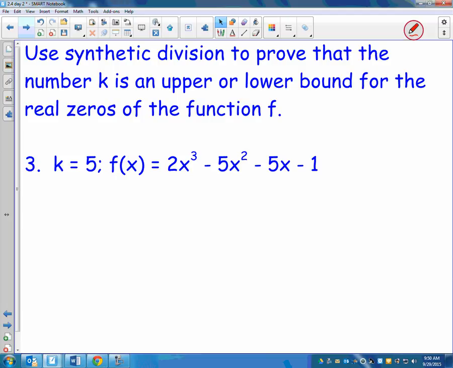If it is a positive number that you're dividing by, the only option is it could be an upper bound. Because if you divide by a positive number, it's an upper bound. If you divide by a negative number, it could be a lower bound. So this is either going to be an upper bound or it's going to be nothing. And you can tell that very easily by looking at the sign. All we're going to do is synthetic division. Fill in zeros as necessary. This one doesn't need any.